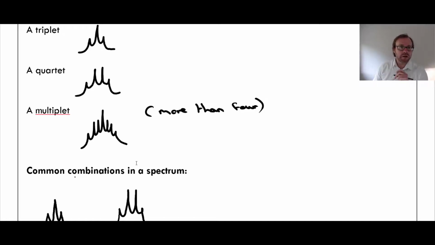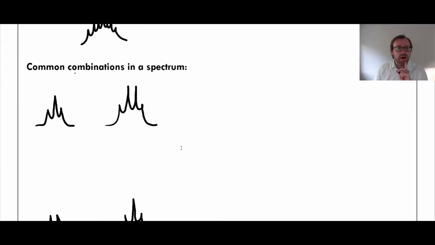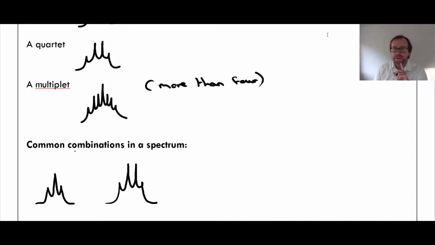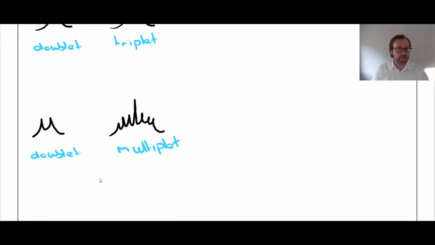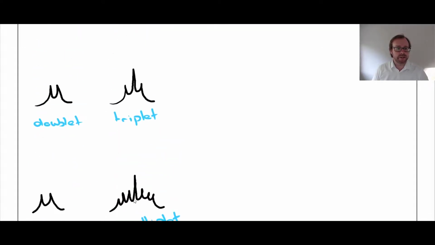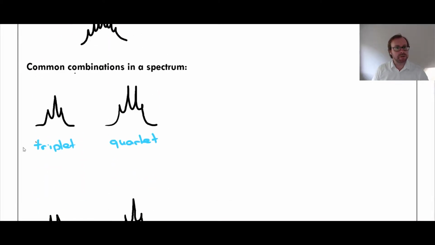Okay, so common combinations in a spectrum. I would like you to name what these are and then I will go through them with you, okay? So for example, what is the name of this and this one? Okay, so I've named them. So this is a triplet, this is a quartet, this is a doublet, this is a triplet, this is a doublet, and this is a multiplet. Okay, so if you see these on an NMR spectrum, they don't have to be next to each other, but if they're on the same one, it usually gives you some indication of the structure of the organic compound.